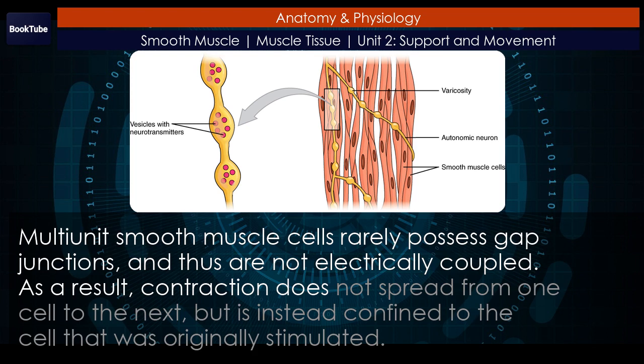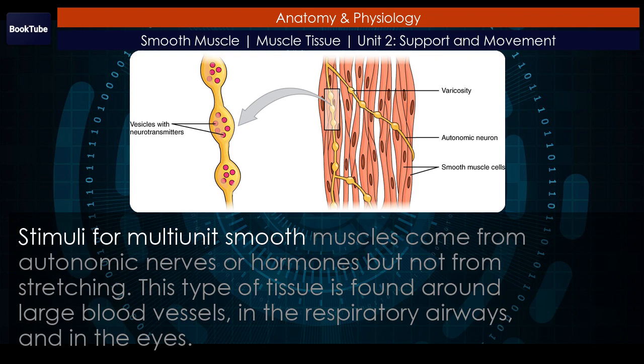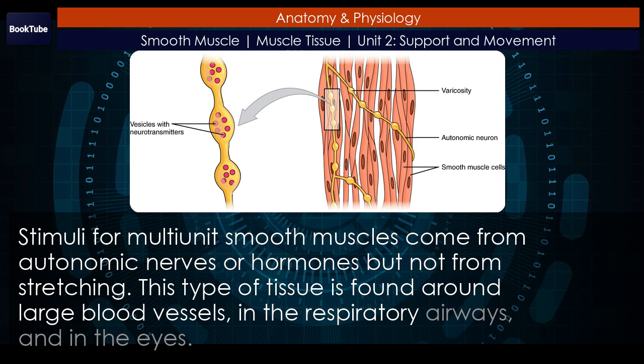As a result, contraction does not spread from one cell to the next, but is instead confined to the cell that was originally stimulated. Stimuli for multi-unit smooth muscles come from autonomic nerves or hormones but not from stretching. This type of tissue is found around large blood vessels, in the respiratory airways, and in the eyes.